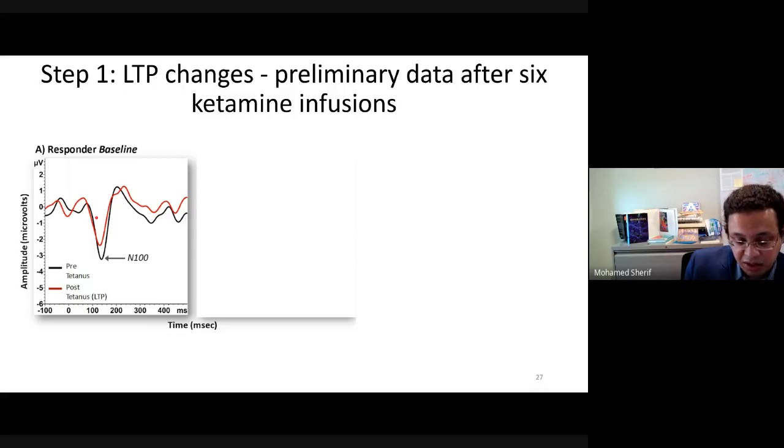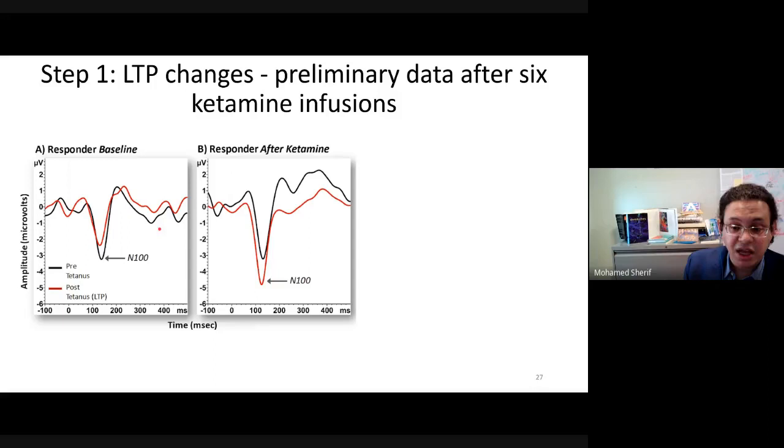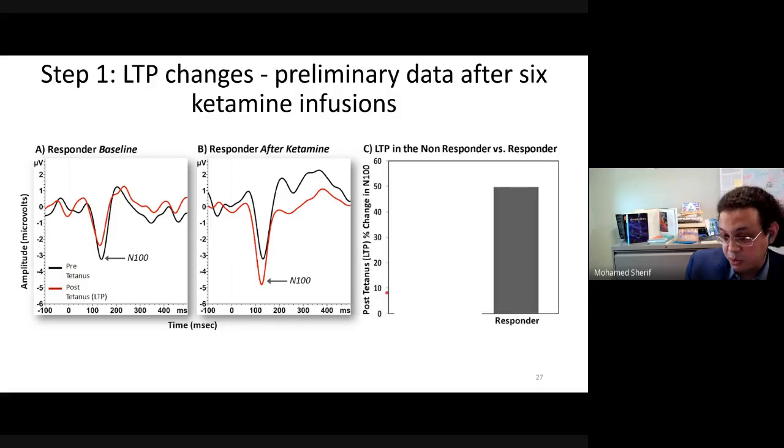After ketamine treatment, and the patient has responded, so more than 50% improvement in his depressive symptoms, this is what we call a response, we get an increase of around 50% of the N100. So this is the same subject 3 weeks later, after their symptoms got better. So here we have on the y-axis the percent change in the responder.